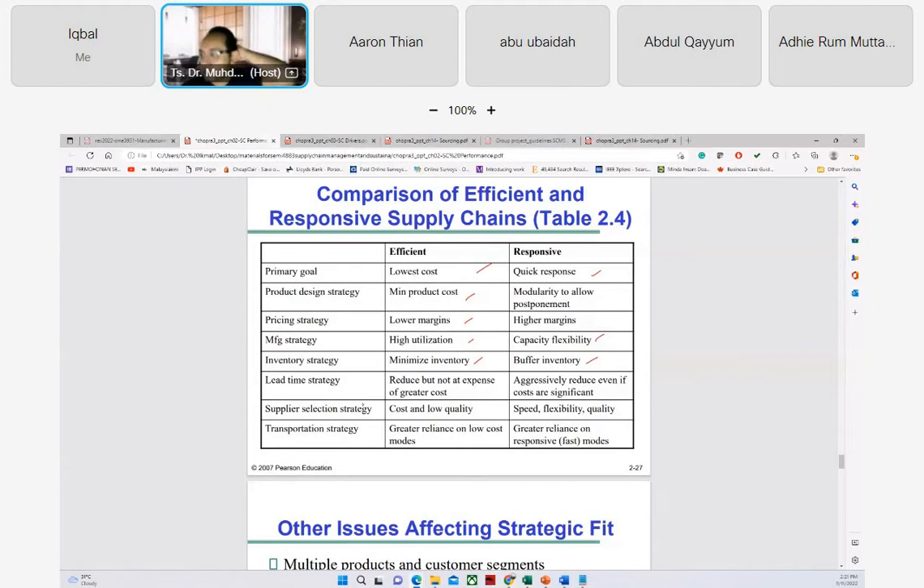And then the lead time strategy. Reduce the lead time, that is efficient. But responsive aggressively reduces lead time, even if costs are significant. So that's why some courier services have offered some services.